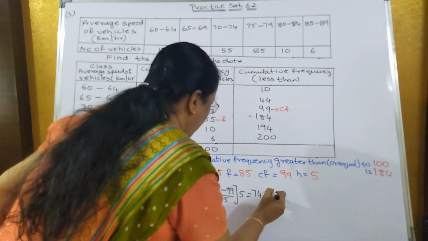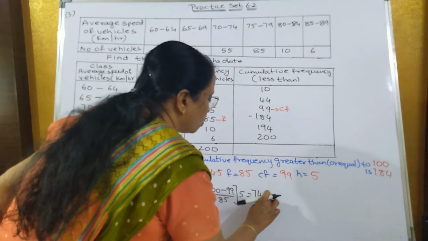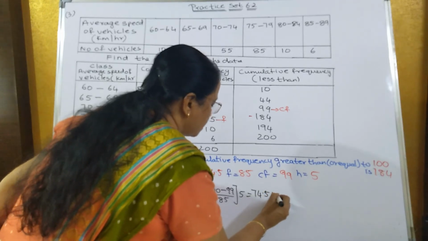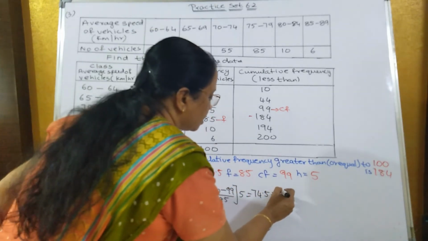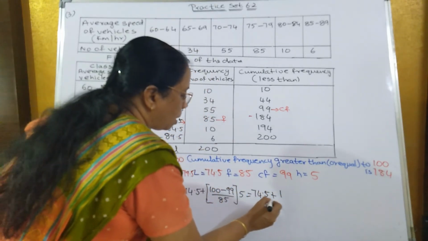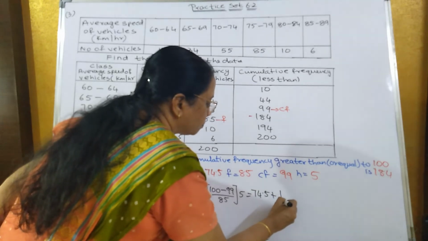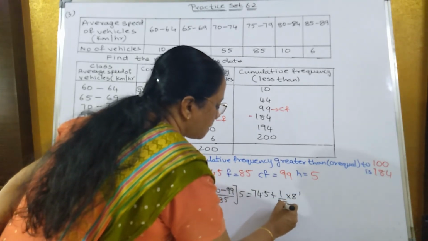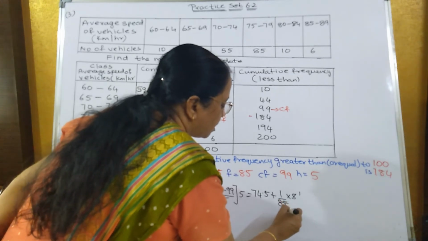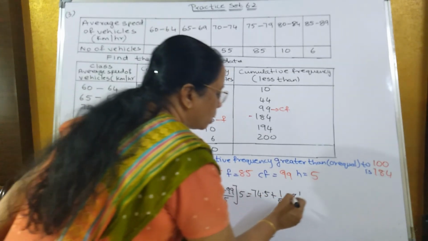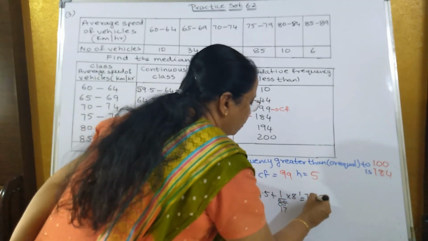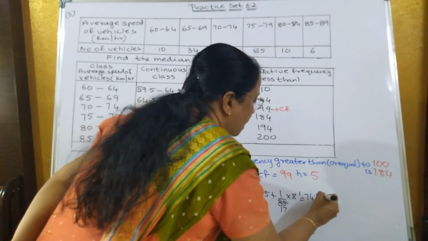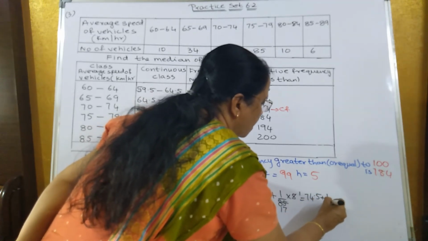So that is equal to 74.5 plus 100 minus 99, which is how much? 1 upon 85 into 5. It goes in 5's table. 5 ones are 17. So that is equal to 74.5 plus 1 upon 17.